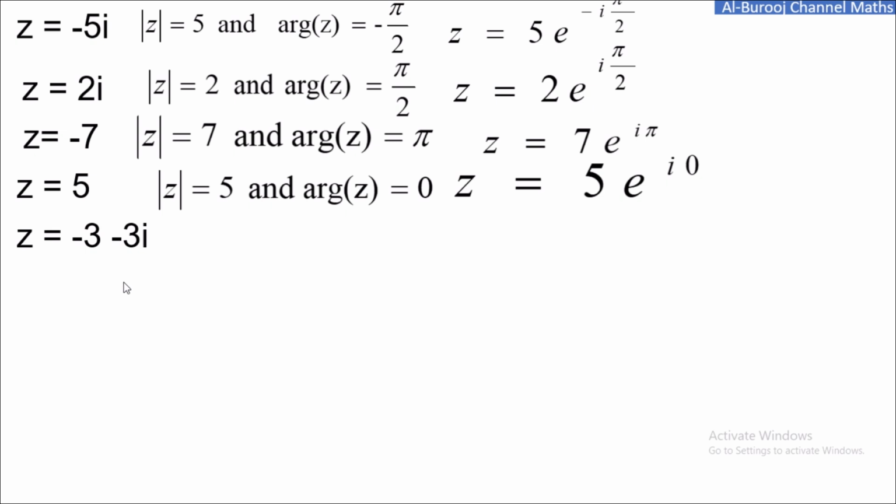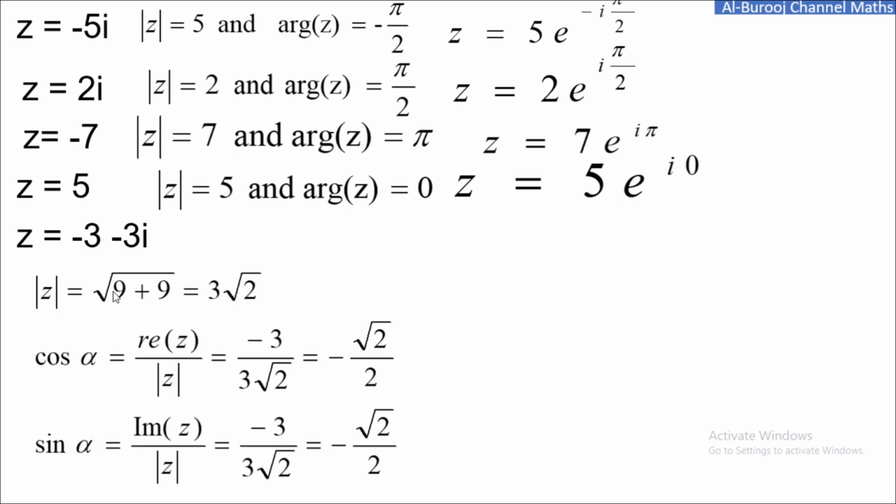Here we calculate the modulus of Z. Modulus of Z equals radical x square plus y square equals 3 radical 2. Cosine alpha equals real Z over modulus of Z equals minus 3 over 3 radical 2, minus radical 2 over 2, and sine alpha is minus radical 2 over 2. Then we are in the third quadrant, pi plus pi by 4. Then Z is written as 3 radical 2 e^(i 5 pi by 4).